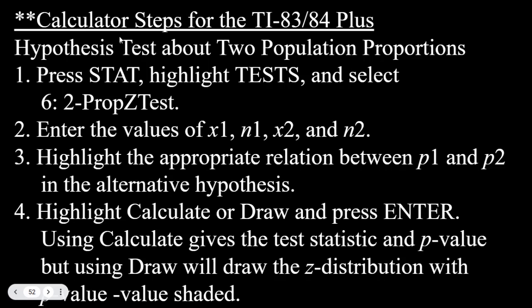Highlight Calculate or Draw, and press enter. Remember, Calculate gives us the test statistic and the p-value, but using Draw will draw the z-distribution with the p-value shaded. We're not going to use the draw method. We're going to stick with the calculate method so that it's always the same thing that we're doing.